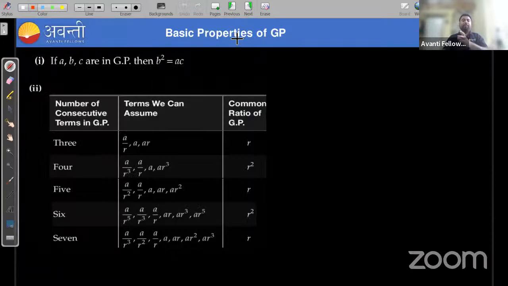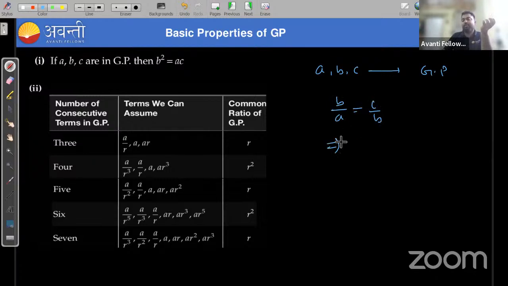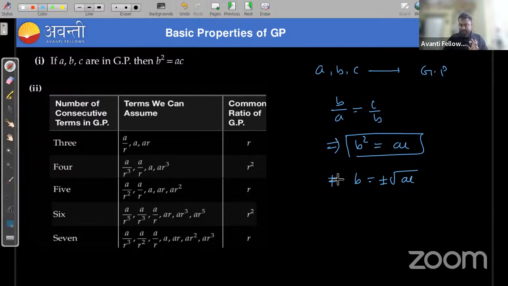Now we'll see some basic properties of GP. The first property says: if A, B, C are in GP, then B square is equal to AC. You knew all these things. If A, B, C are in GP, that means B upon A is equal to C upon B. So if we do the cross multiplication, I get B square equal to AC, or B is equal to plus or minus under root of AC. So this is the first basic property of geometric progression.